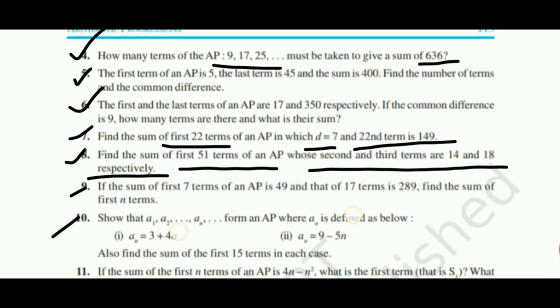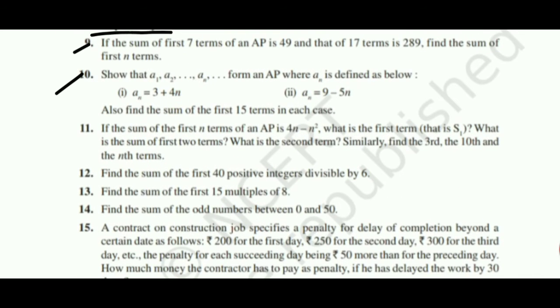Now you can come to the 10th one. 10th, show that a1, a2, etc., an form an AP where an is defined as below. Okay, first sub question, an is equal to 3 plus 4n. So we need to show in this form a1, a2, etc., an. Also we need to find the sum of first 15 terms in each case.